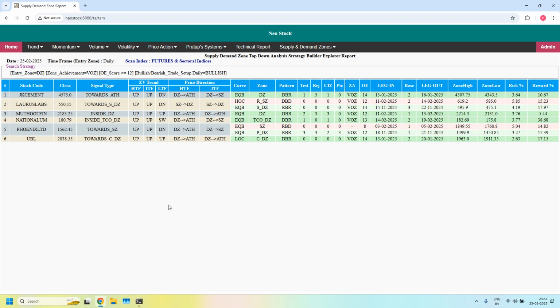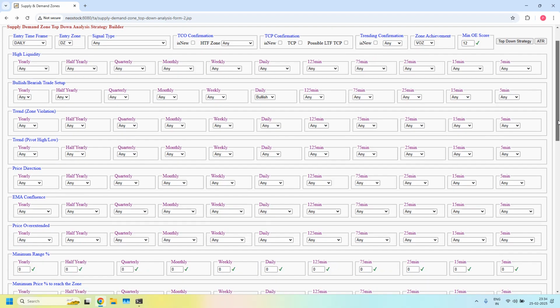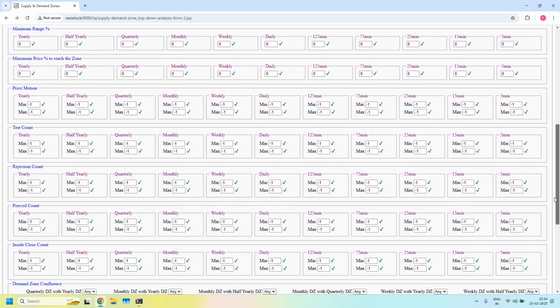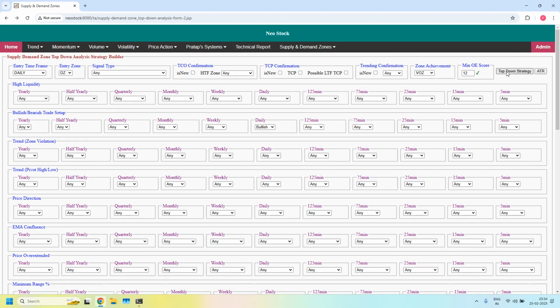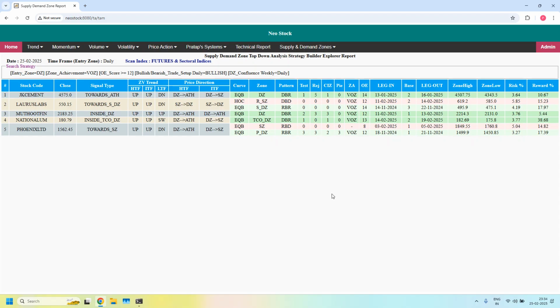Currently, these 6 stocks are supporting bullish trade setup for monthly income trade. And entry time frame zones are daily demand zones. Out of these 6, some high probability daily demand zones we will identify based on the zone confluence. First filter is LTF and ITF demand zone confluence. That is a daily and weekly demand zone confluence. So I am enabling the filter. With this filter we got 5 stocks.